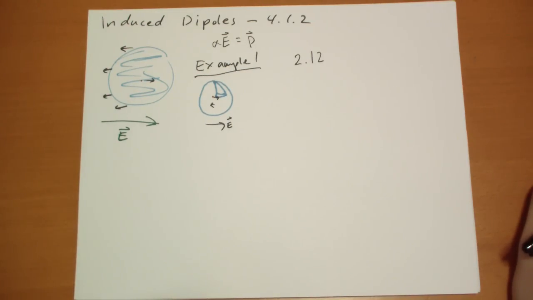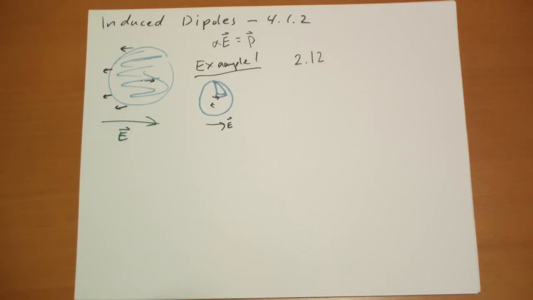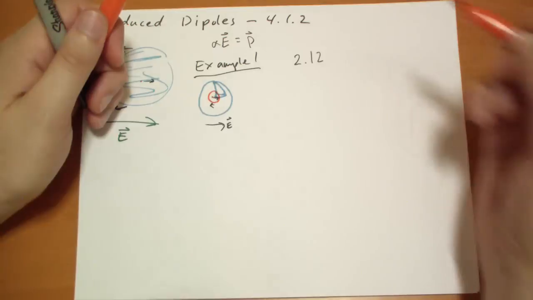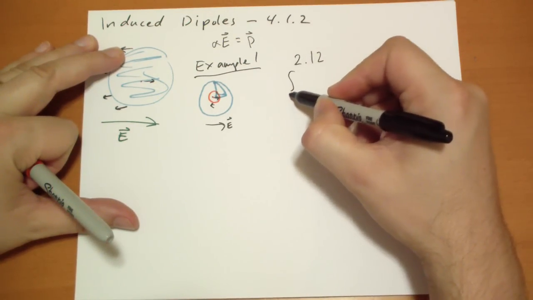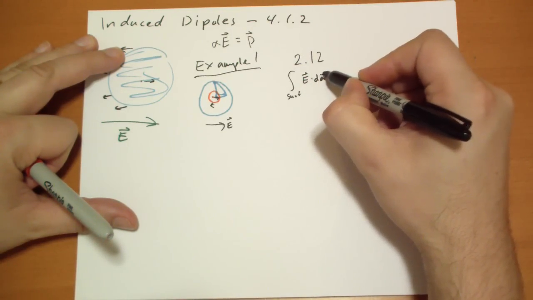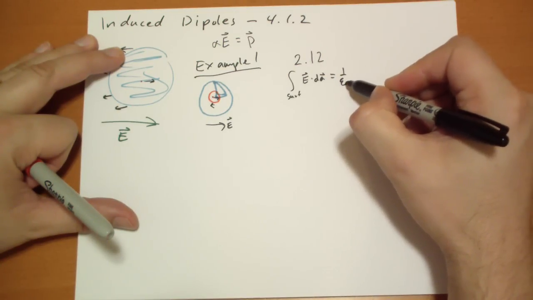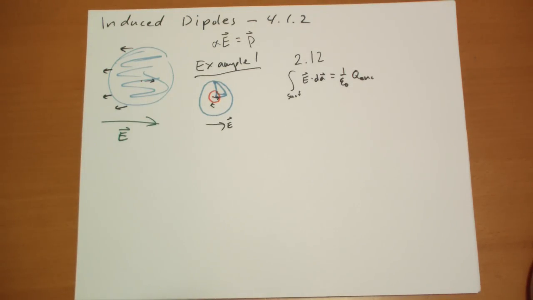Okay, so how do you calculate how much the electric field is given a certain distance around? Well, we're going to draw a Gaussian surface of radius d around the center of this negative charge. We're going to calculate that the integral along that surface of E vector dot dA is equal to 1 over epsilon naught times the total charge enclosed. That's Gauss's law in integral form.